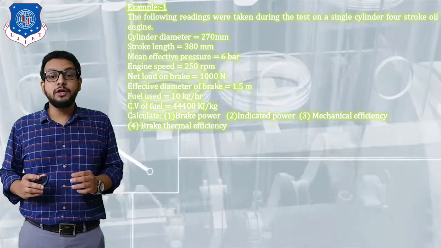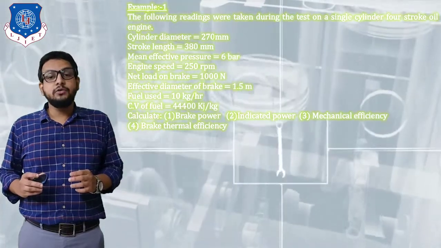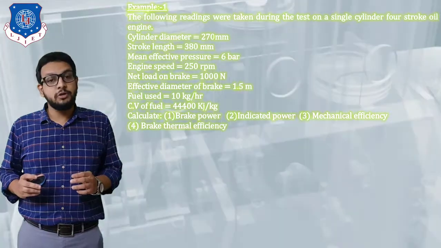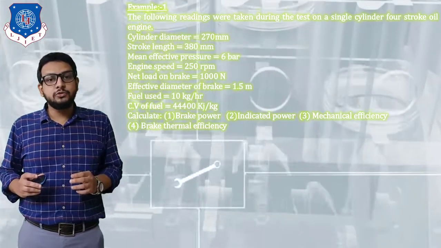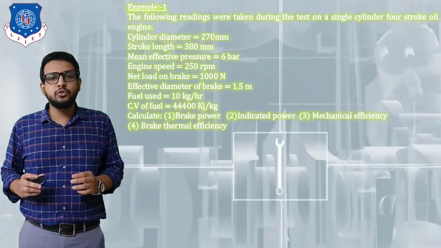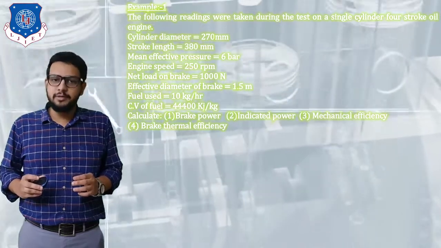The one thing you need to remember is that we need to convert millimeter into meter since we are working in SI system. So remember that. So cylinder diameter will become 0.27 meter. Similarly, stroke length L will become 0.38 meter.